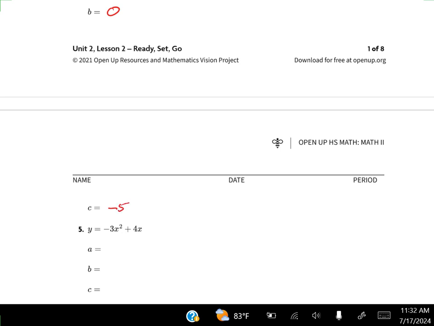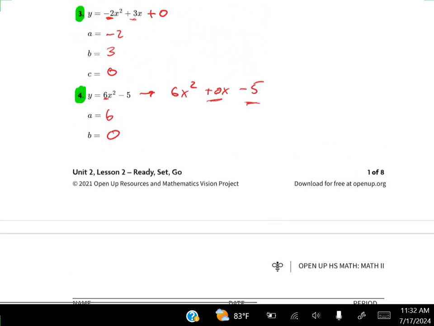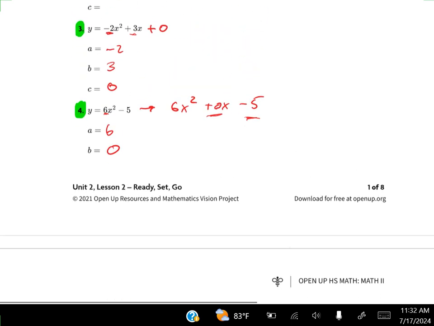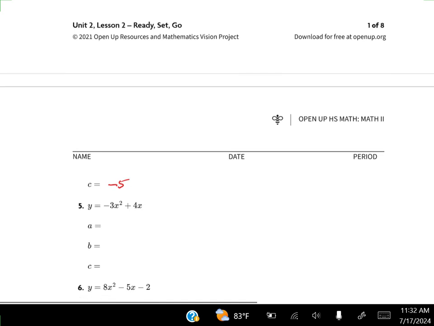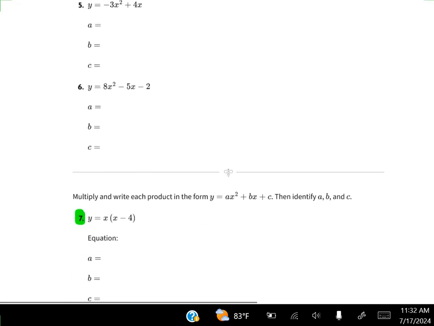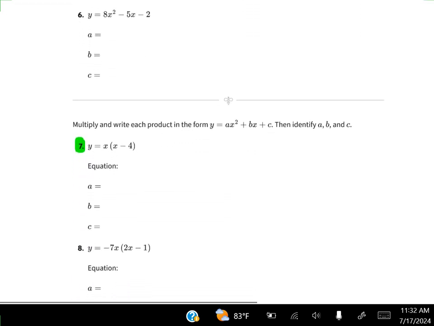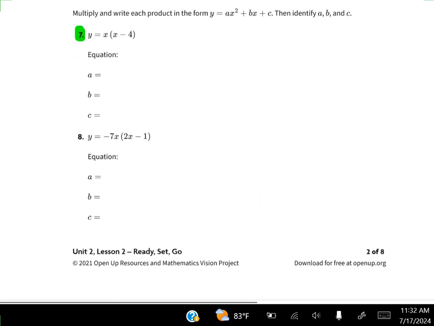Number 7 is a little bit more involved than in these first two problems, but still will require us to understand the standard form of the equation. So let's take a quick peek at number 7. The easiest way to go about doing this is to distribute this x through. We multiply the x through here, and we get x times x is x squared. X times negative 4 is negative 4x. So this is what we're left with when we distribute the x.